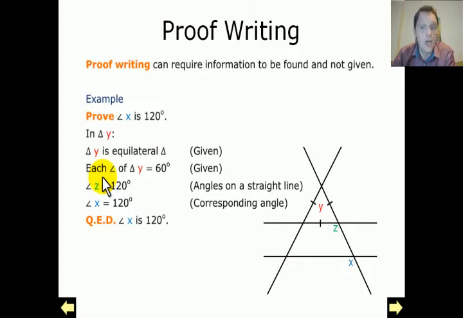which is 120 degrees. So my next statement is that angle X equals 120 degrees because of corresponding angles, or some of you may know them as F angles. In which case, QED, angle X is 120 degrees, which was what we were asked to prove in the first place. And this is now all done.